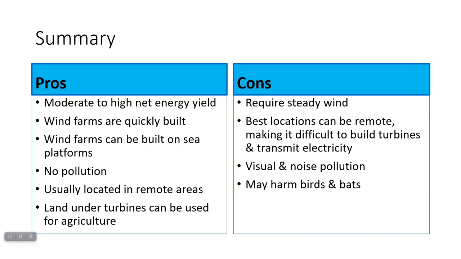The cons: you do need an area with steady wind. Another con, the best locations can be remote, meaning you'd have to build roads and other infrastructure in order to be able to get the turbines out there. And then you've got to build systems to transmit that electricity to where it's being used, mostly cities and population centers.